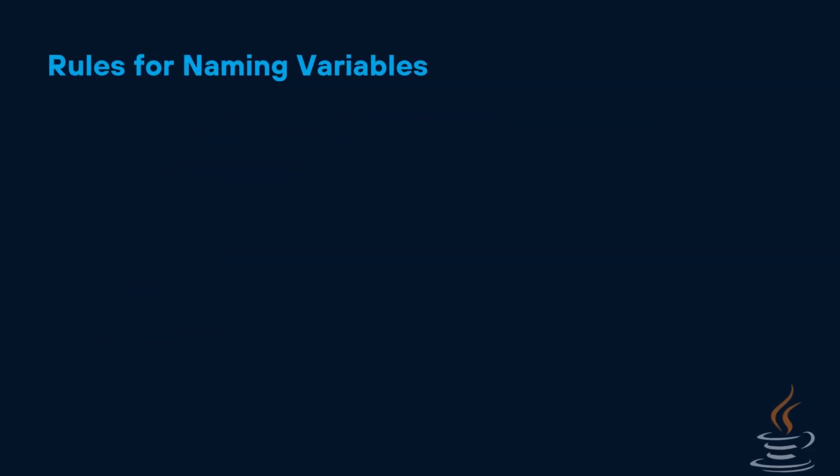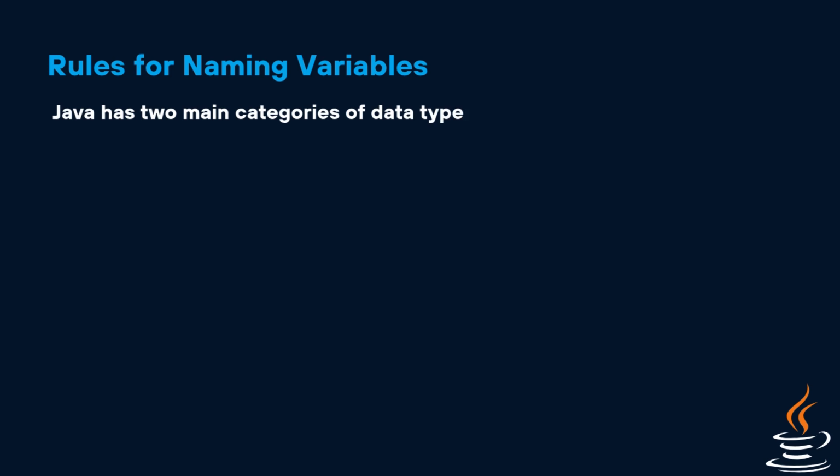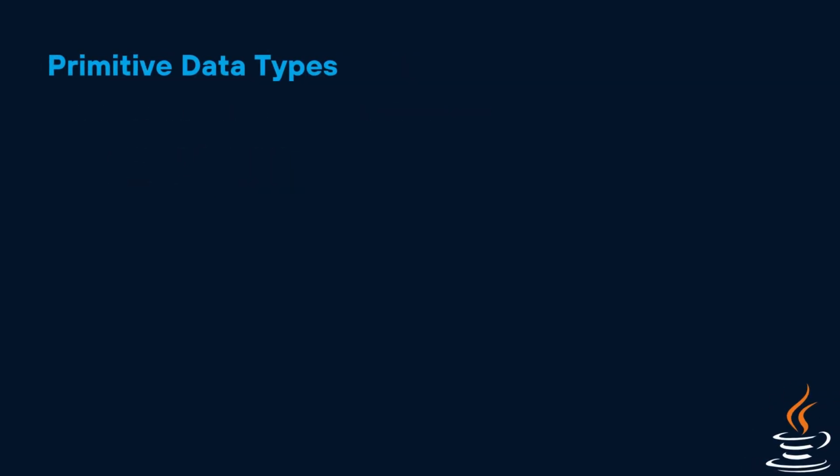So what are data types? A data type tells Java what kind of data you are storing in a variable. Java has two main categories of data types: primitive data types and reference data types. Let's look at both. Primitive data types. Primitive data types are built into the language itself. Here are the most common primitive types.